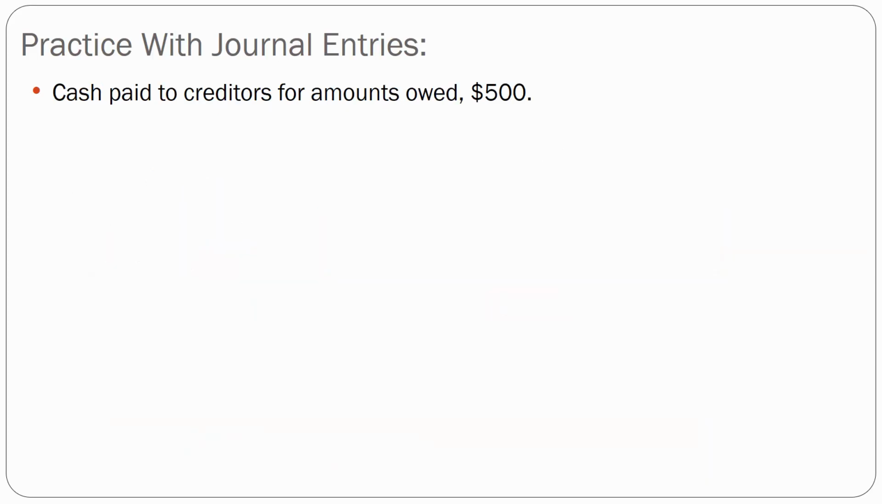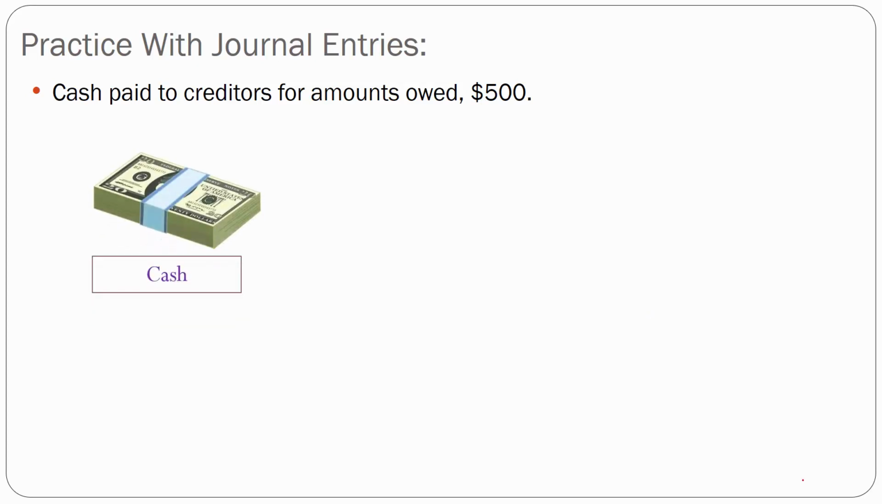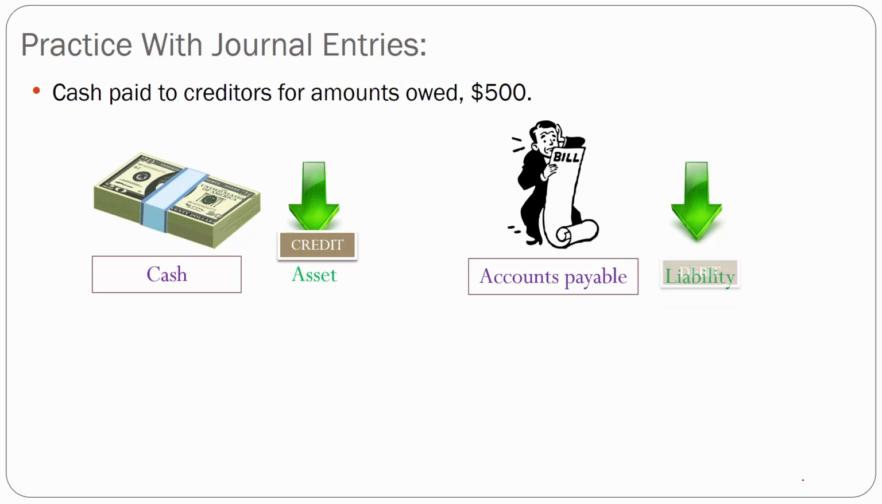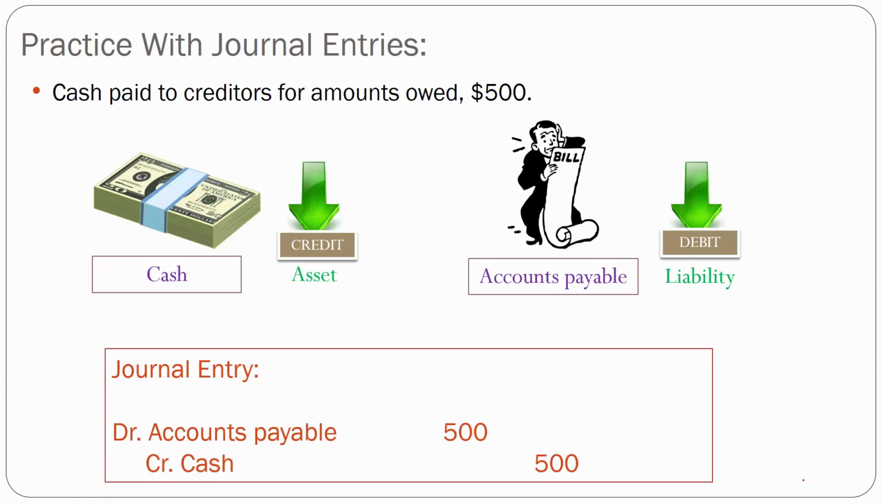Now it says cash paid to creditors for amounts owed. So here what we're doing is we're using some cash to pay off amounts that we had owed, which is accounts payable. So our asset of cash is decreasing, and our liability of accounts payable is also decreasing because now we owe less money. So to decrease our asset is a credit, to decrease our liability is a debit. Remember, to decrease an account, you do the opposite of its normal balance. And our journal entry then is debit to accounts payable for $500, credit to cash for $500.